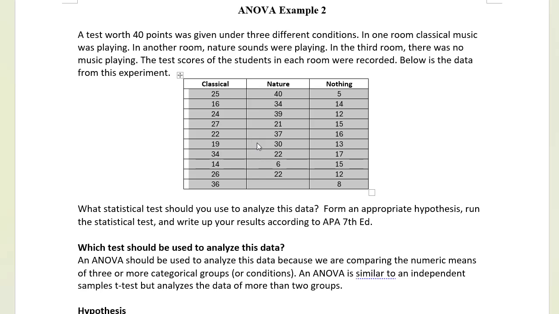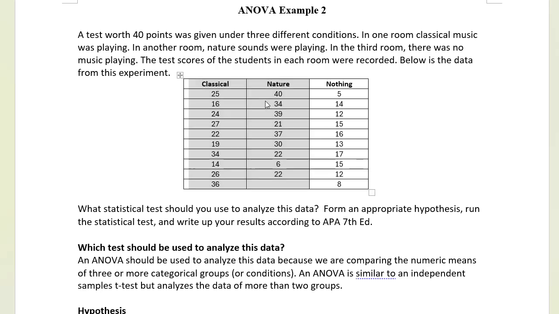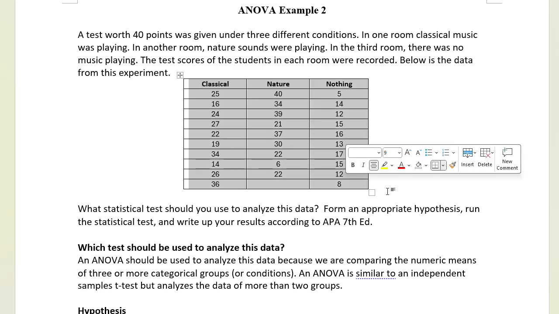So ANOVA is very similar to the independent samples t-test. The only difference is you're just adding an extra independent group. So for example, if we just had these 2, this would be an independent samples t-test. By adding this third one in, that's what makes it an ANOVA.